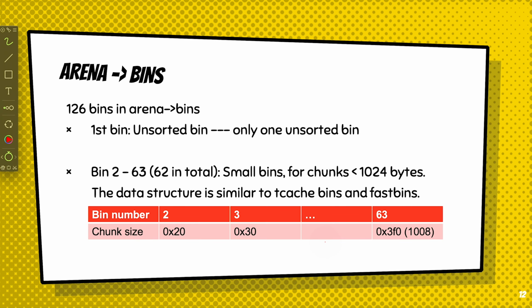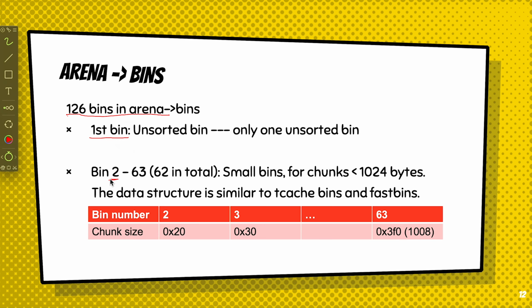For the other 3 types of bins, which are the unsorted bin, small bins, and large bins, they are all stored in the arena bins field. There's only one unsorted bin. The unsorted bin is used as a transition point where all the freed chunks will go to the unsorted bin first, and then go to small bins and large bins. There are 126 bins in arena bins in total, and the first bin is the unsorted bin.